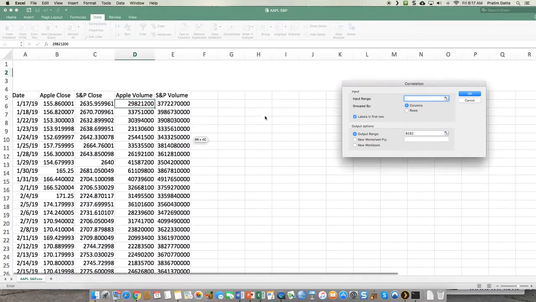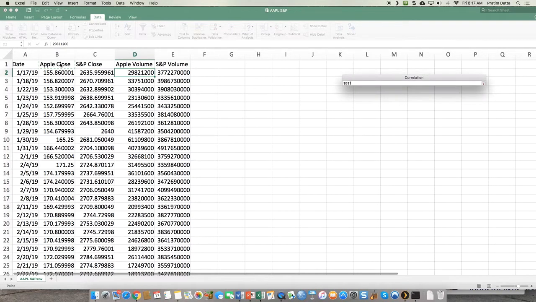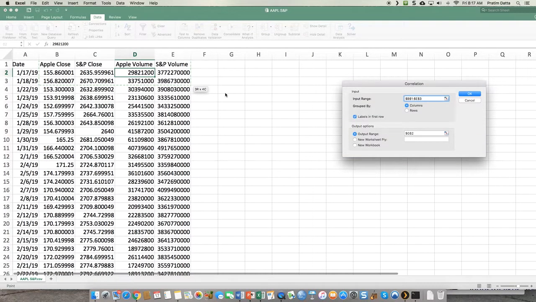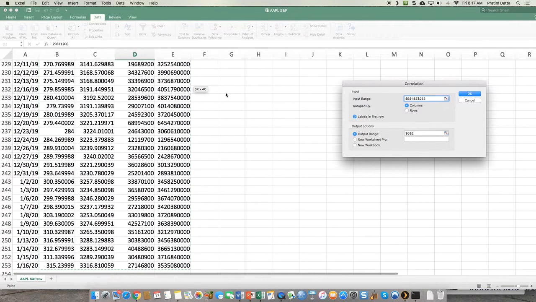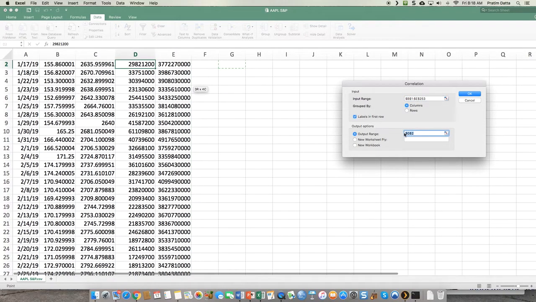So we're going back up there. We want to choose the correlation between Apple close, S&P close, Apple volume, and S&P volume. So we've just selected the first few, and then we use the quick shortcut, Command Shift and Down arrow on a Mac. It says it's grouped by columns, true, and the labels are in the first row. You have to let Excel know, because otherwise it has no idea what to do with it.